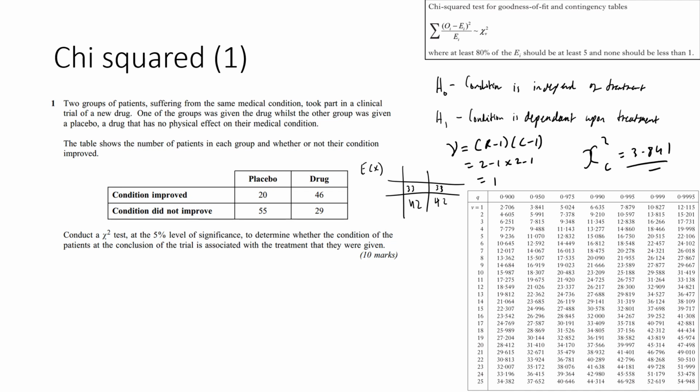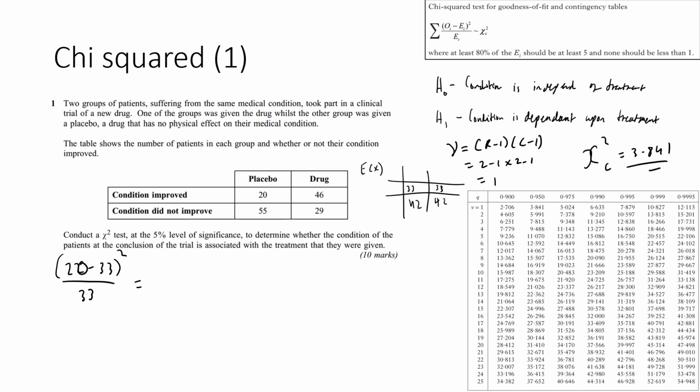Now we need to find our test statistic value. And how we do that is for every observed value, we take away the expected value. So what I mean by that is 20, which is our observed value, minus 33, which is expected value, all squared over the expected value. And then we do that for each observed and expected value, and then we add them up to see if it's greater than the critical value.